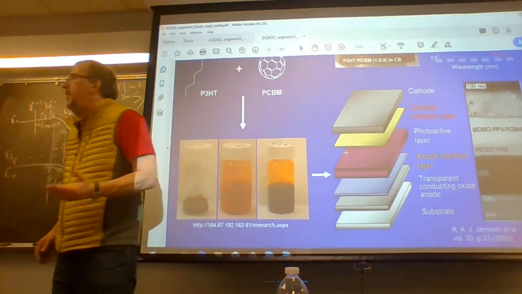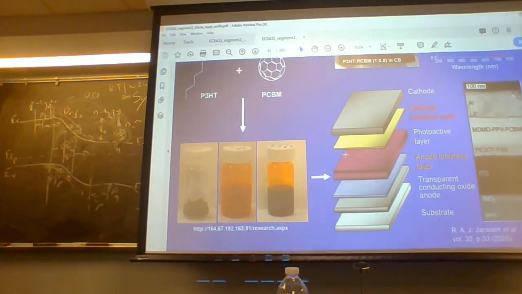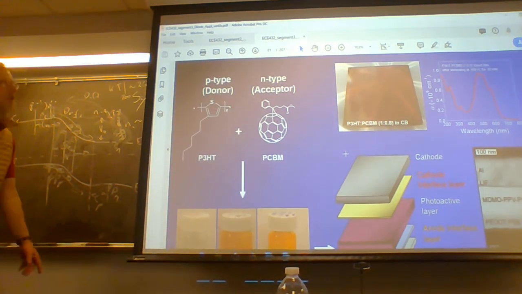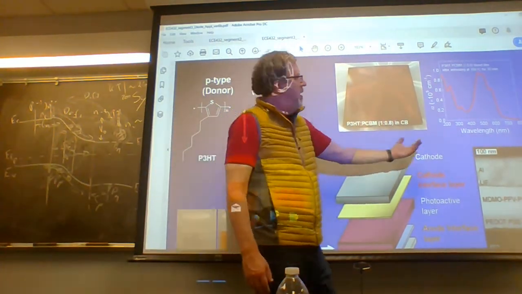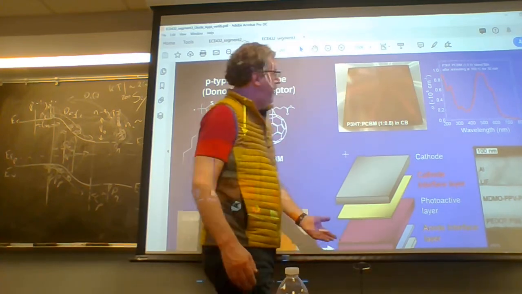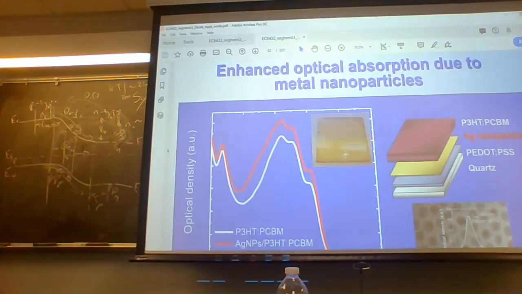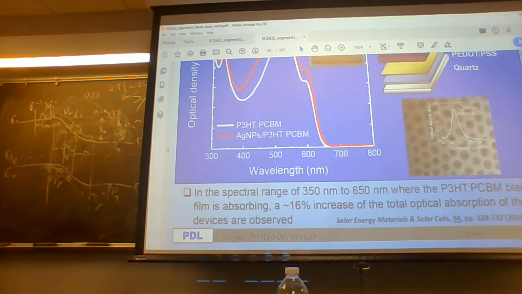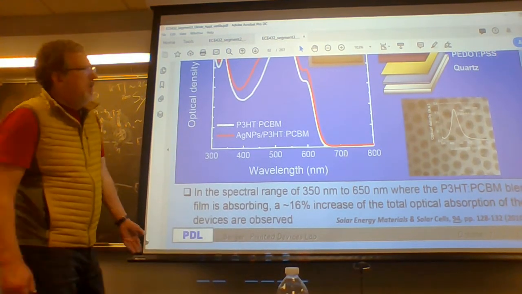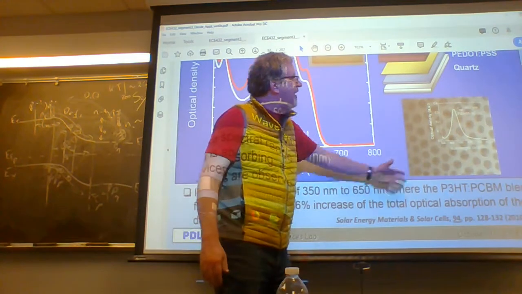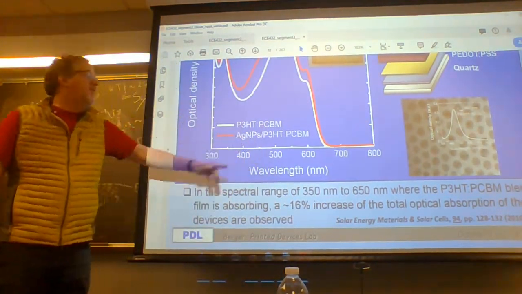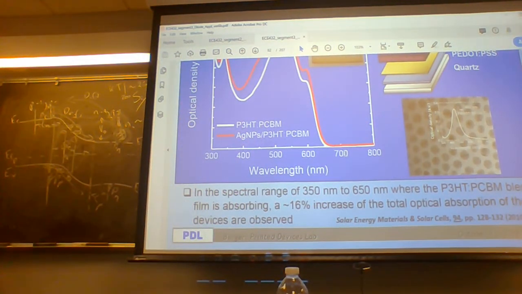But basically, the root basis is you're absorbing light near its band gap, and from that you're converting the sun's photon energy. So this is something I did a while ago, with plasmonics. You've heard about plasmonics, so this is a plasmonically enhanced solar cell.